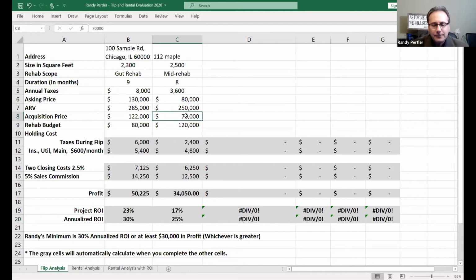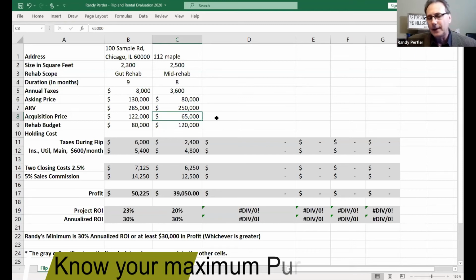Could I buy it for 60,000? Yes. All right. Now I know 60,000 will work, but here's what I want to know. I want to know what is the maximum I can pay for it. It's great if I can get it for 60, but I want to really know what's the maximum. Could I pay 65? Yes. 65 is the maximum amount I'm willing to pay for that property.